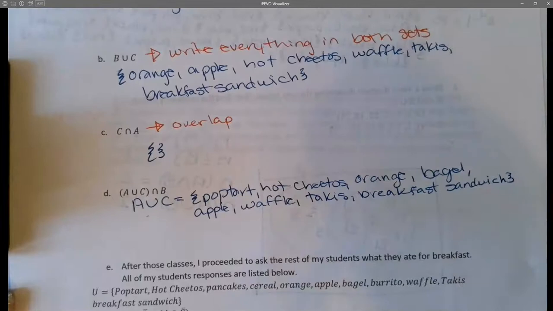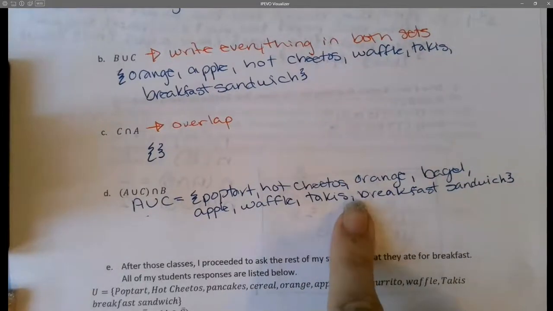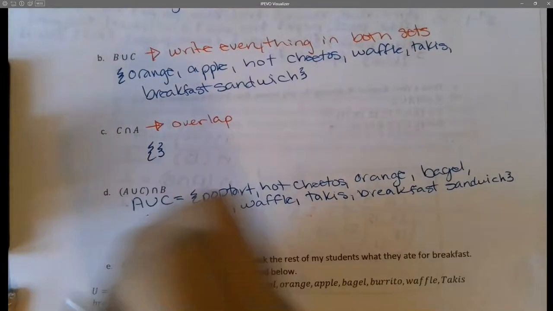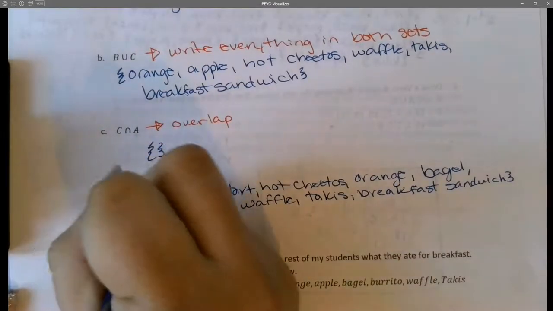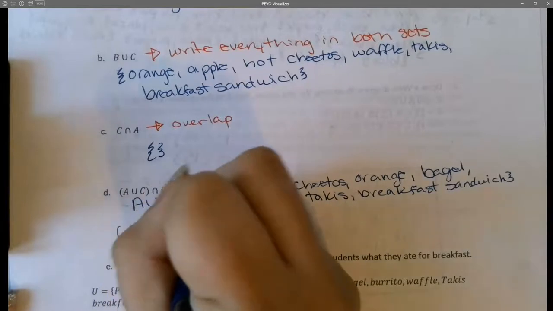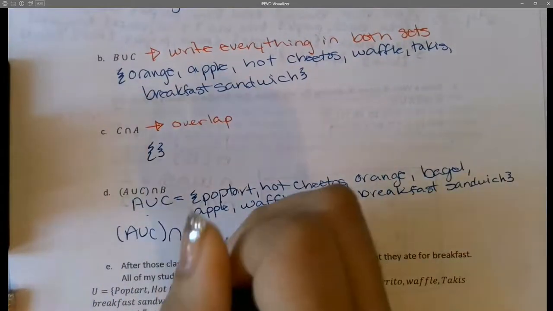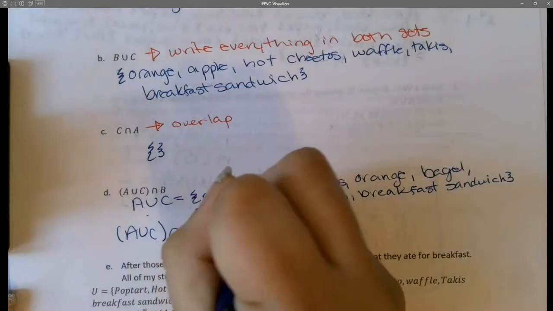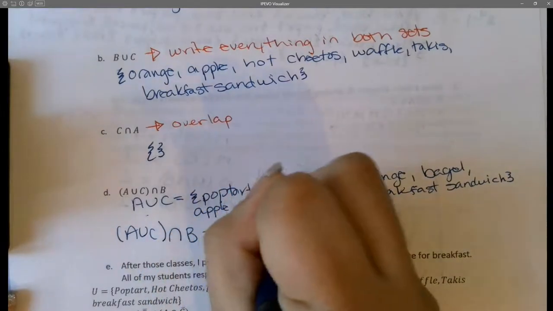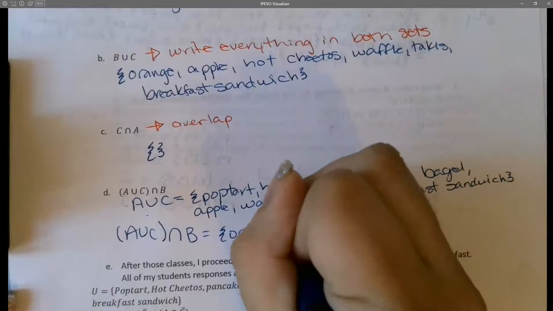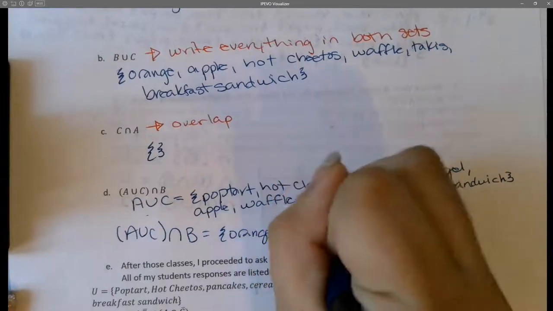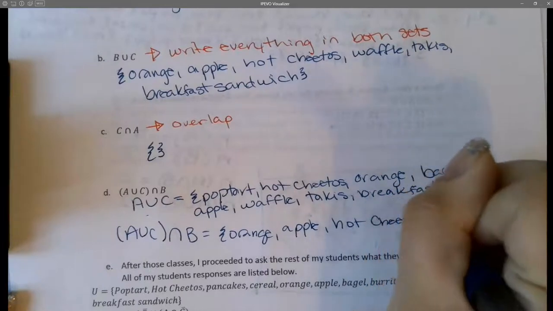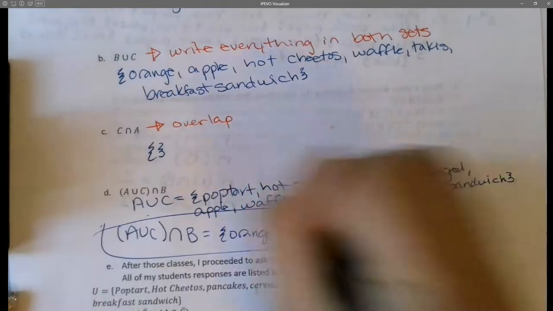Then what I want to do is take the set that I just wrote out and compare it to B, because I'm looking for the overlap with B. So I have A union C, overlap with B. The things I have in common with B are orange, apple, and Hot Cheetos. So my final answer here is this one.